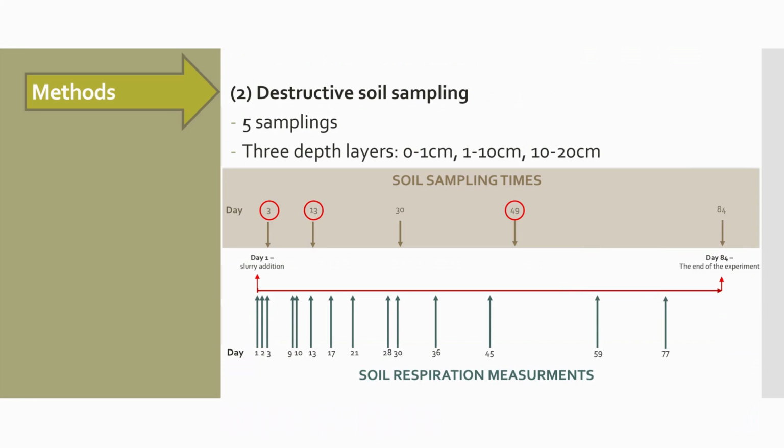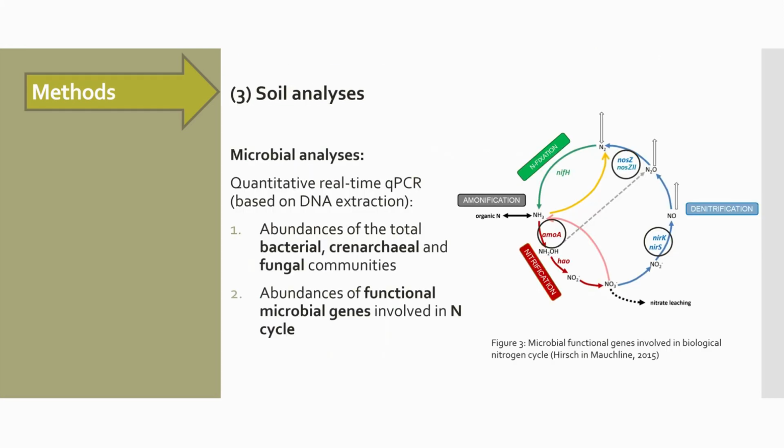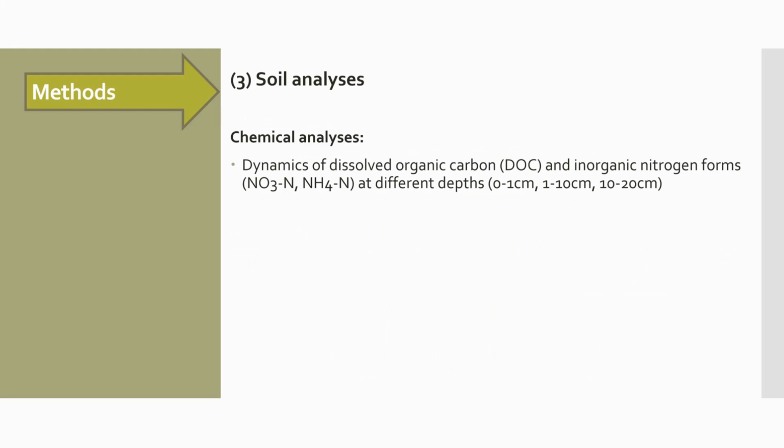Based on the soil respiration measurements during the experiment, we chose samples from the 3rd, 13th and 49th sampling day to analyze the change in the soil microbial community. Among microbial analyses, we performed quantitative real-time qPCR to measure the abundances of the total bacterial, thaumarchaeal and fungal communities, as well as the abundances of functional microbial genes involved in the nitrogen cycle. Among chemical analyses, we measured dissolved organic carbon and inorganic nitrogen forms.